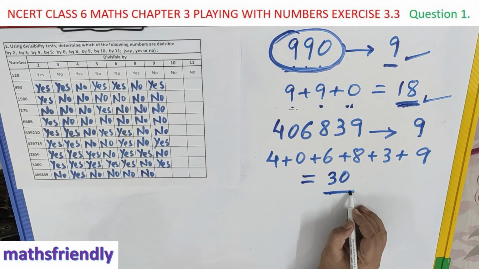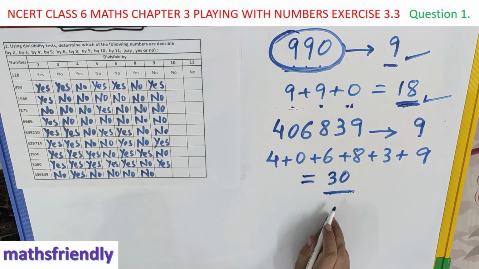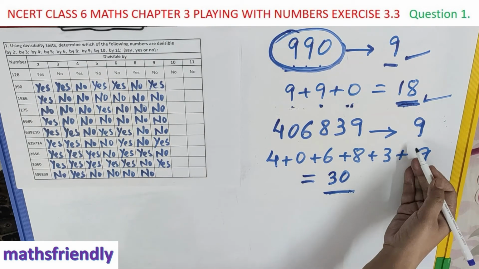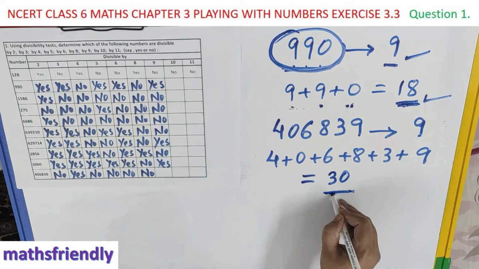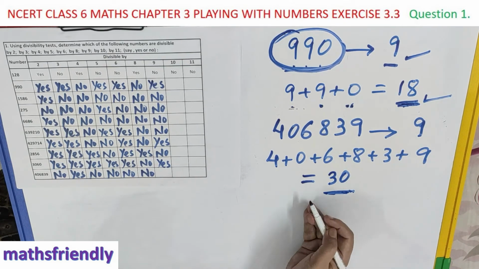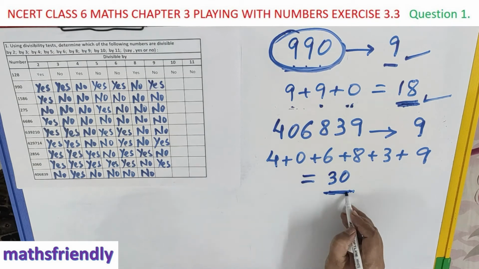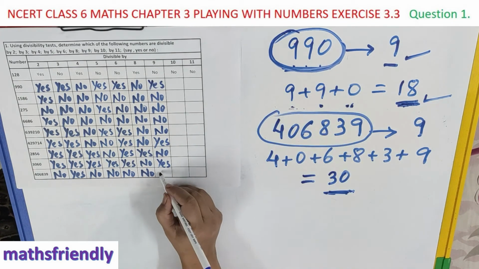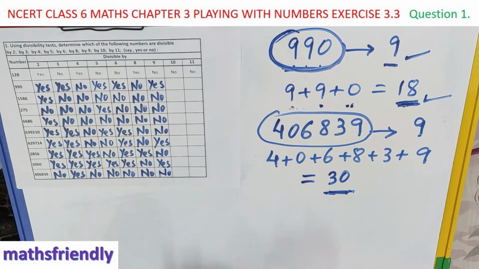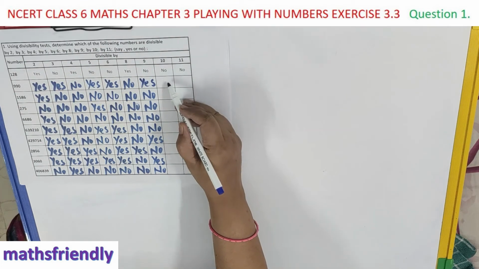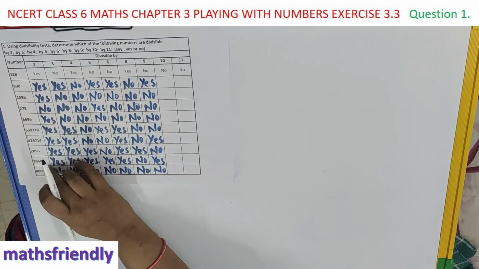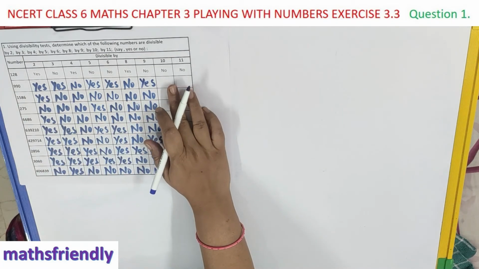It means 30 is not divisible by 9, or you can find whether 30 comes in 9's table or not. If not, then it means that 30 is not divisible by 9. So this 30 is not divisible by 9, it means this whole number is also not divisible by 9. We will write no. Okay, so understood. Now we have to check divisibility by 10, whether these numbers are divisible by 10 or not.